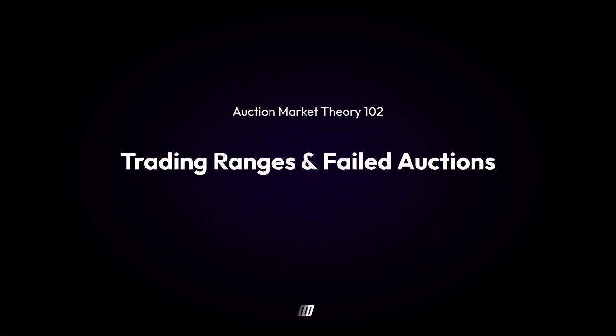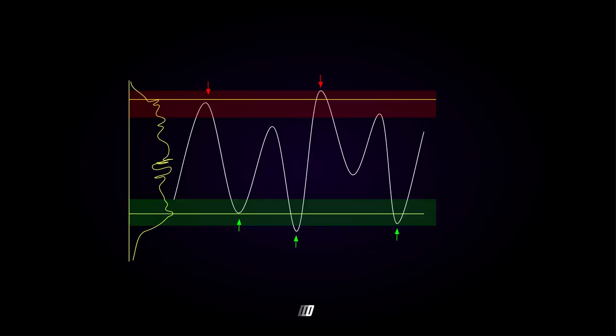Hi, and welcome back to Auction Market Theory 102. We're going to discuss now trading ranges and failed auctions. So whenever price approaches the extremes of our fair valuation area, where statistically 70%, which is a standard deviation, of volume is traded, of money is exchanged, of trading activity is happening, we get into the anomalies. Okay? With the same principle we've decided and decoded before.